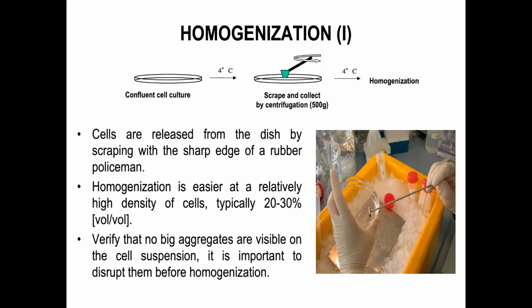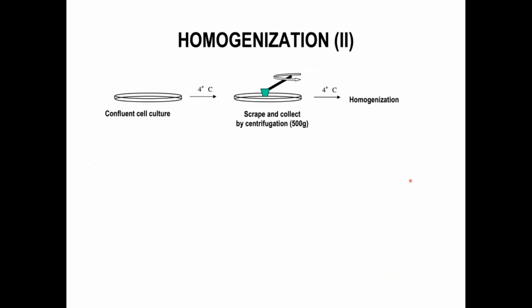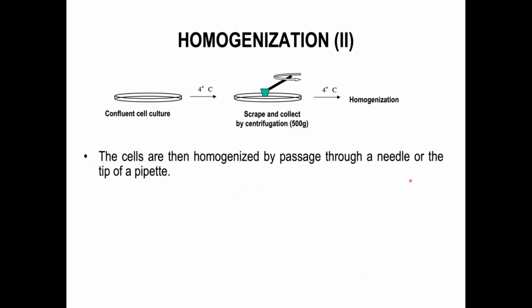And then after scraping the cells off completely, you collect that liquid and put it into a tube, and then the first centrifugation is taking place for the rebuffering. And then you can homogenize them by a passage through a needle or through the tip of a pipette.